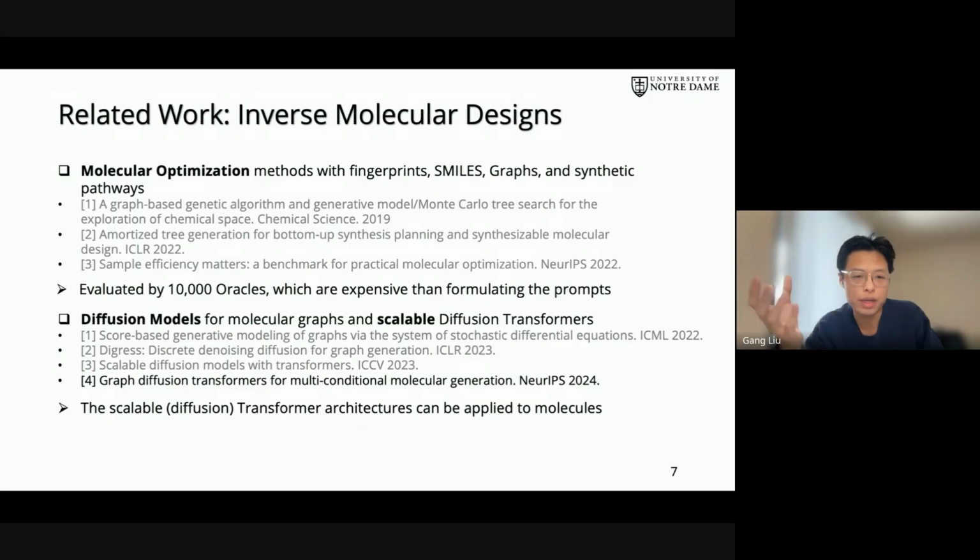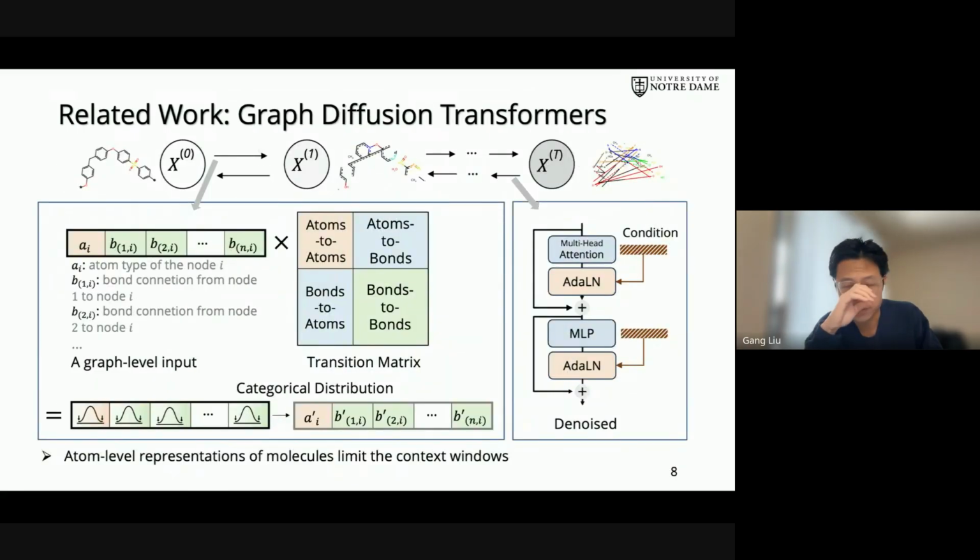Another line of work is the diffusion model for molecules. After several years of development, there is a recent work called the graph diffusion transformer for multi-conditional molecular generation. The graph diffusion transformer, or Graph DiT, adapts the scalable diffusion transformer models to molecules, and is promising to serve as the architecture to pre-train molecular foundation models. So what are graph diffusion transformers? Let's take a very quick look at these models.